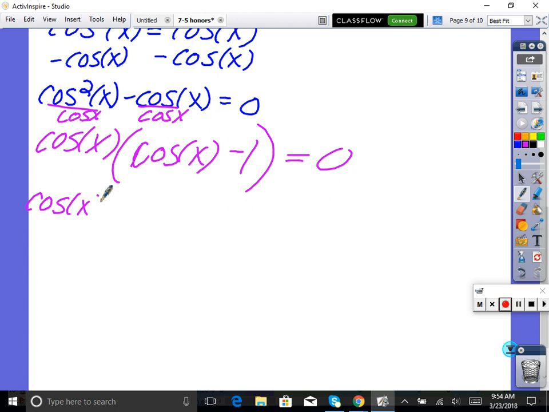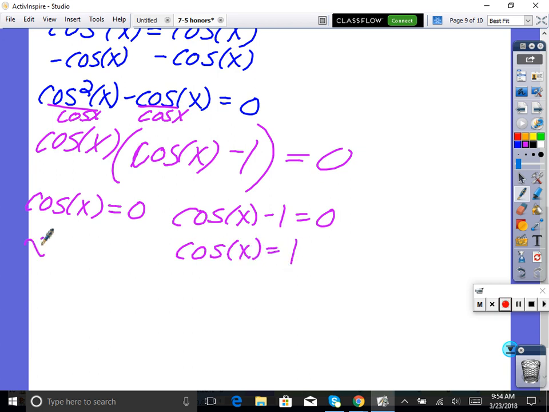When does cosine of x equal 0? When does cosine of x minus 1 equal 0? So when does cosine of x equal 1? When does cosine equal 0? We've already done this 3 times today. Pi halves and 3 pi halves, but we're just going to call it pi halves plus pi. Oh, wait, this said on an interval, didn't it? From 0 to 2 pi.